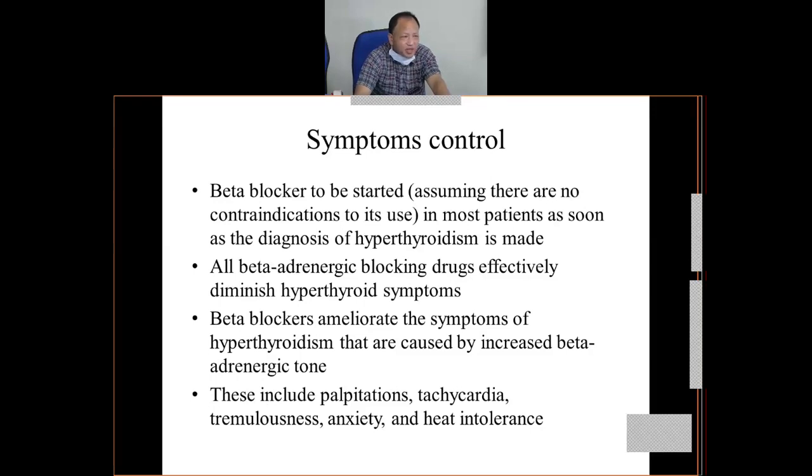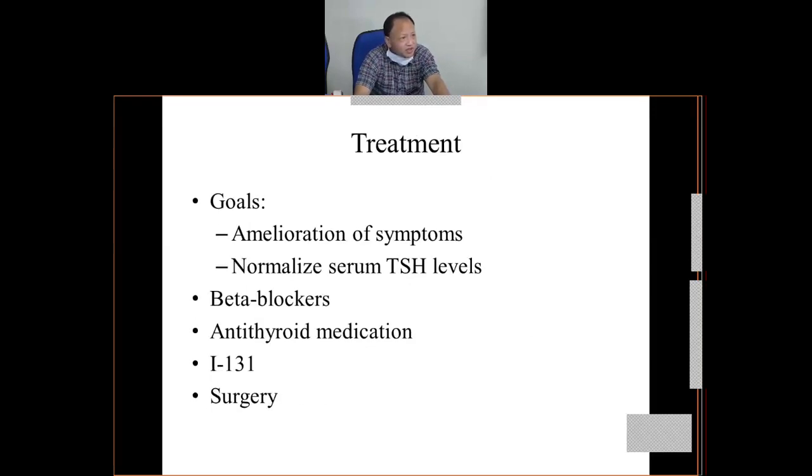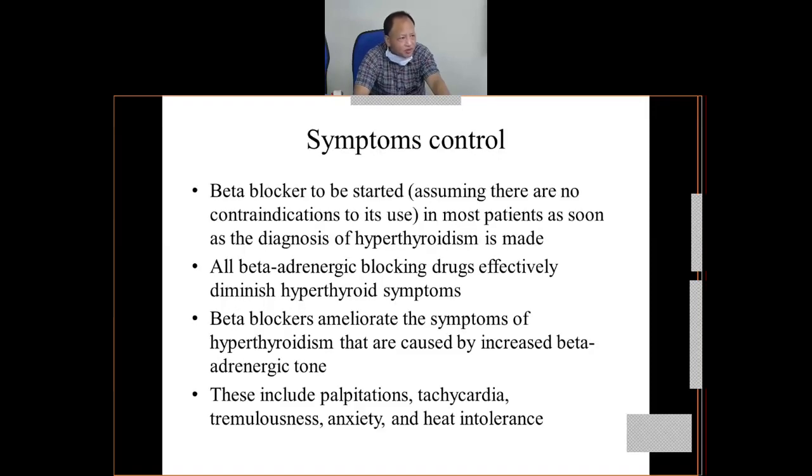Symptom control, beta blockers. Beta blockers have nothing to do with the thyroid hormones, but however are a most important drug which we usually give in the initial period when the patient comes to us with symptoms of hyperthyroidism. So beta blocker is to be started. However, you have to know that the patient is not having an absolute contraindication to beta blocker use. In most patients, this is the first drug that is used.